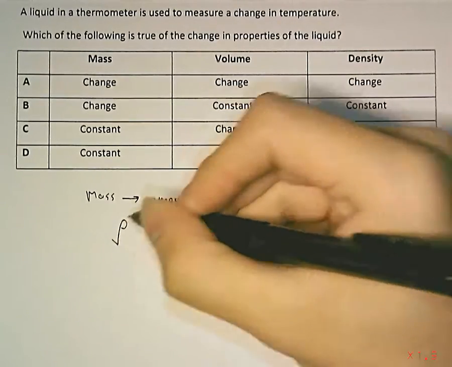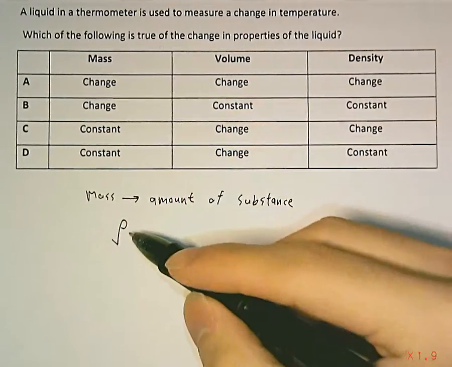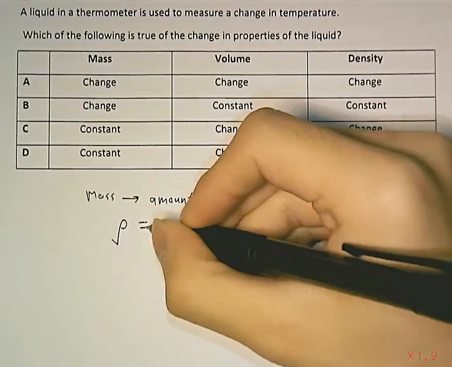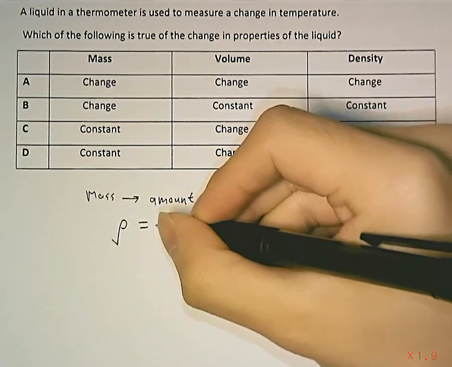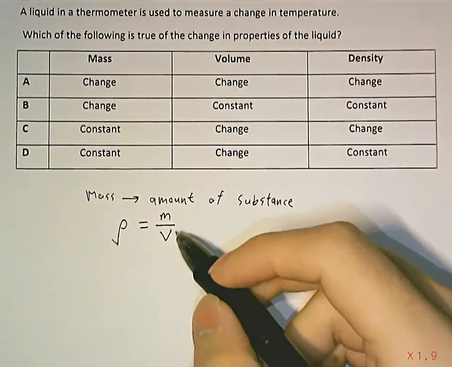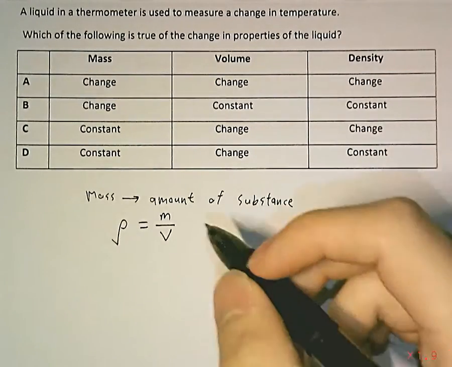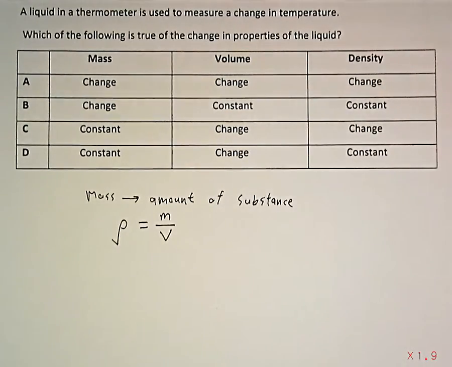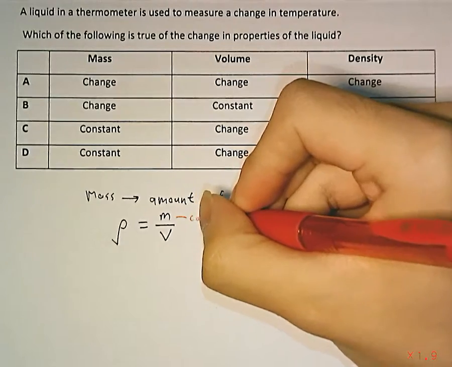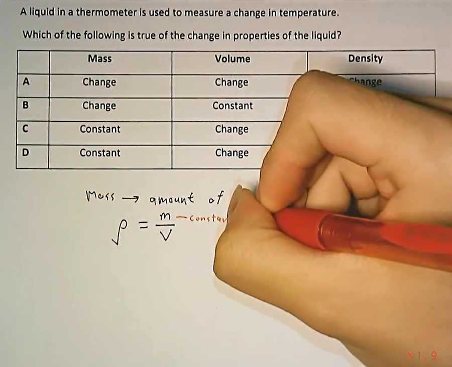Let's look at the definition of density. Density, represented by our Greek letter rho, is defined by the mass over volume. Sometimes you see it in grams per cm cubed or kilograms per meter cubed. So what happens when our mass is constant but our volume is changing?